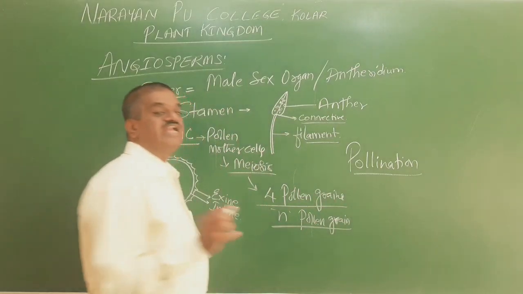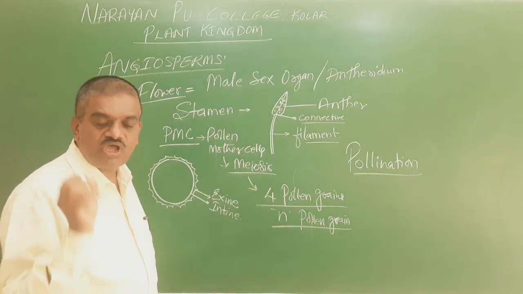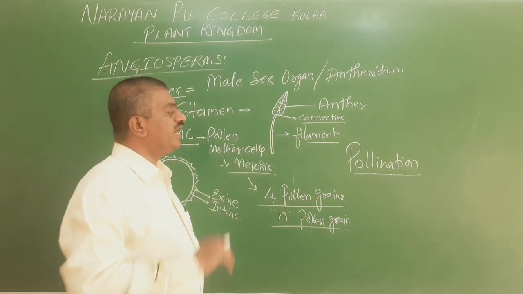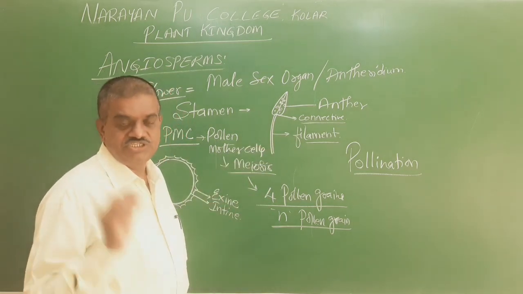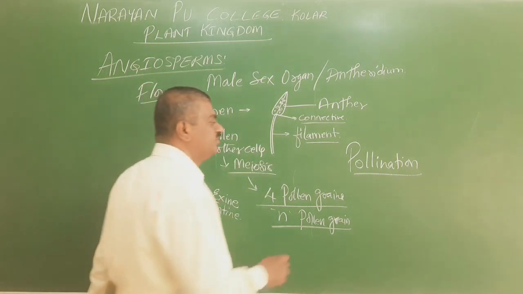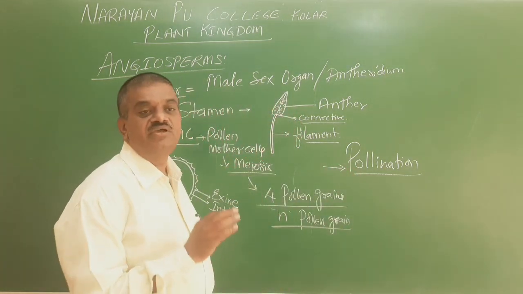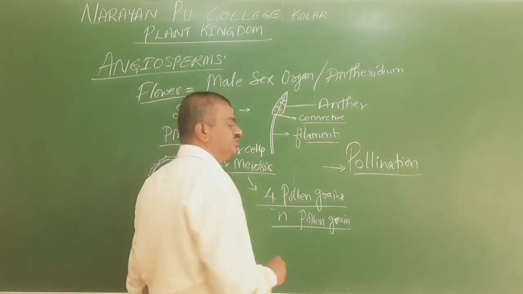Here it is the transfer of pollen grains. Male gamete pollen grains are transferred to the stigma of the gynoecium, and it is called pollination. In pollination, again there are different types.